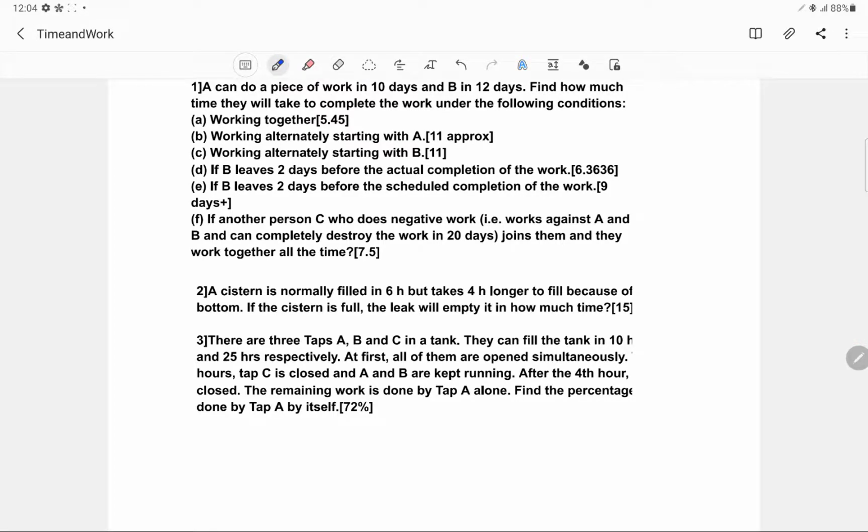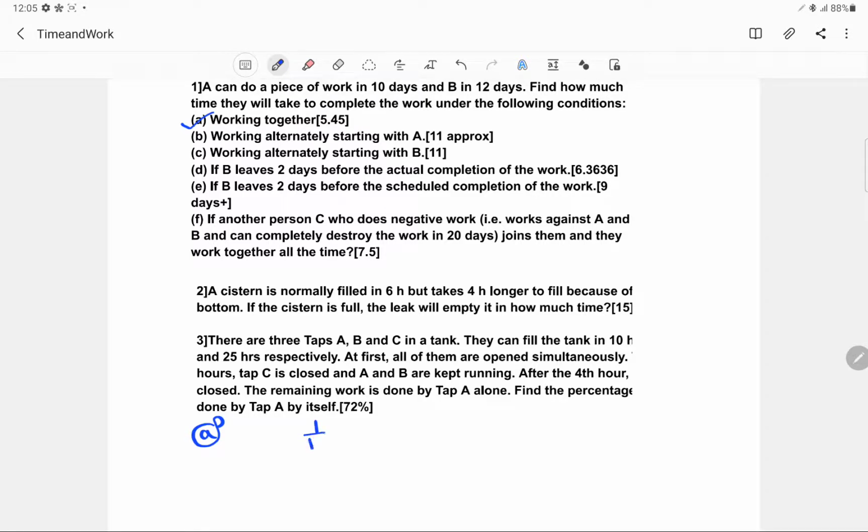A can do a piece of work in 10 days, and B can do it in 12 days. Find how much time they will take to complete the work under the following conditions. Let's take the A part now: working together. I had already told you, just write the 1 day work.